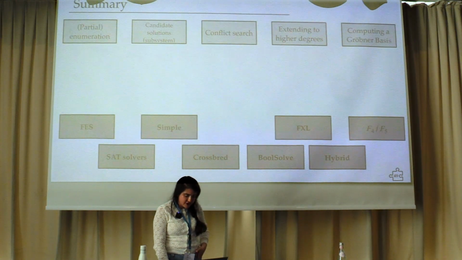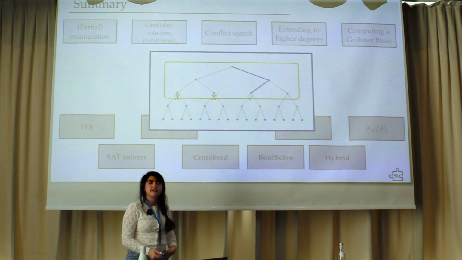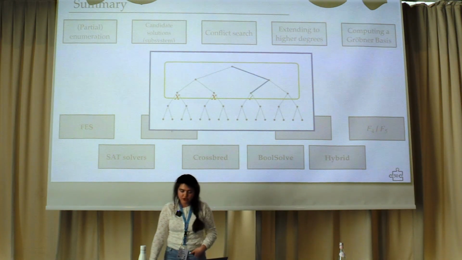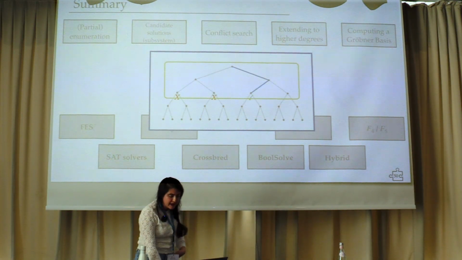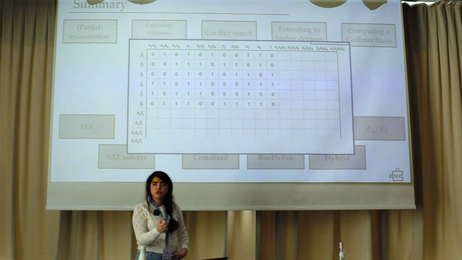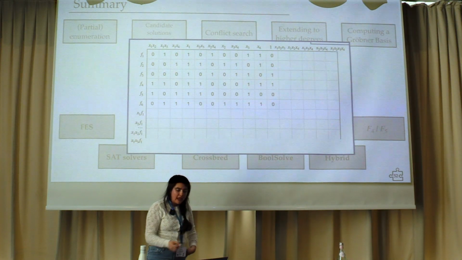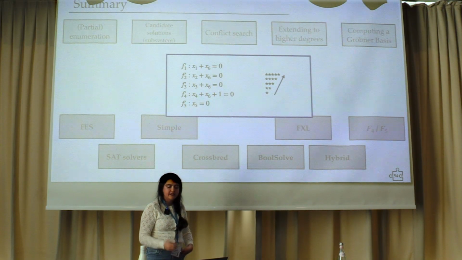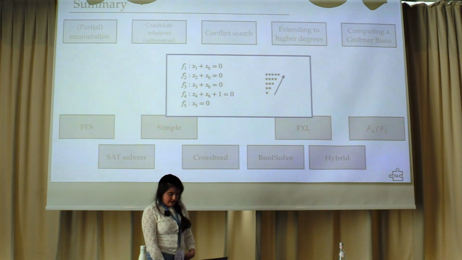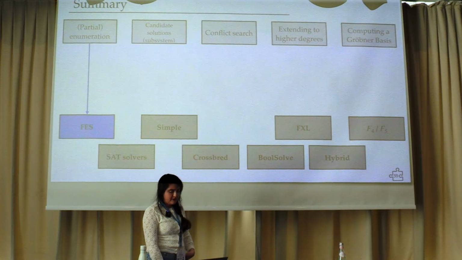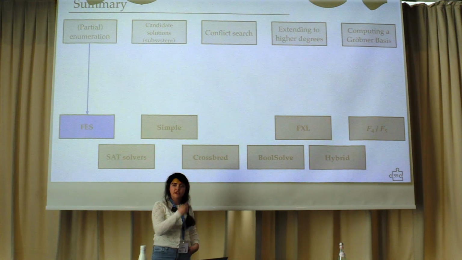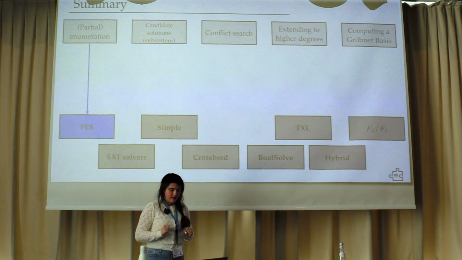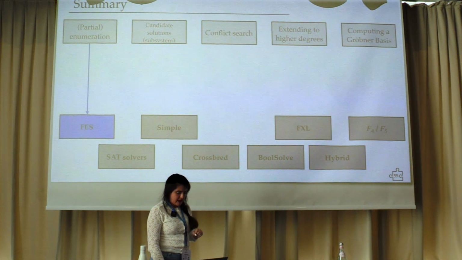Then you had the conflict search, right? Conflict search was SAT-based, right? You do some partial assignment, and then you see whether your system is still consistent or not with this choice of guesses. Extending to higher degrees, that is the augmentation of the Macaulay matrix. And then we had computing a Grobner basis, which is not necessarily a technique, but yeah. So libfes does only enumeration. That is the one technique that it has, and it is a very good implementation choice.